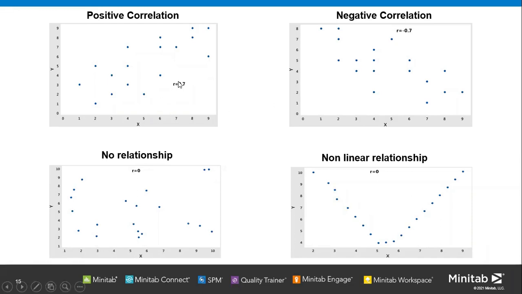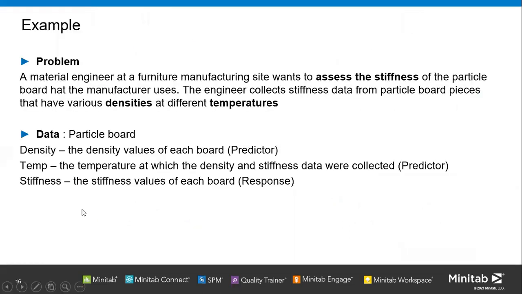Okay, so if your R is 0.1, up to 1, you consider that positive. If your R is negative 0.01 to negative 1, you consider this the negative correlation. But if your R equals 0, you need to go to the scatter plot to see whether it refers to no relationship or a non-linear relationship. Okay, so I have an example here.